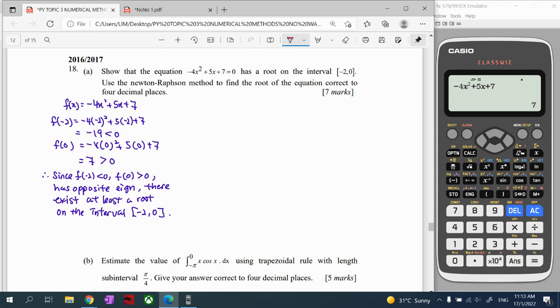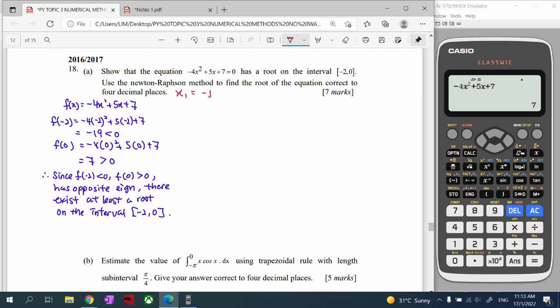So for the Newton-Raphson method, we can start with our initial value. Whether you want to label it x0 or x1 is also fine. For the initial value, I can guess, I take in between -2 and 0. So I just assume -1, so that it is easier to get the roots.